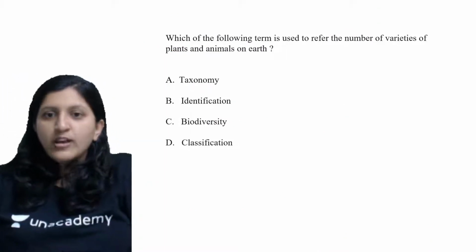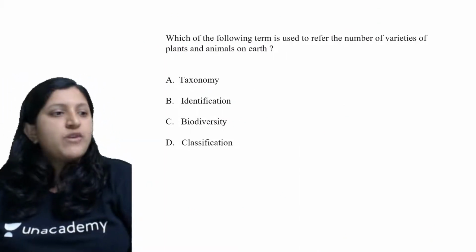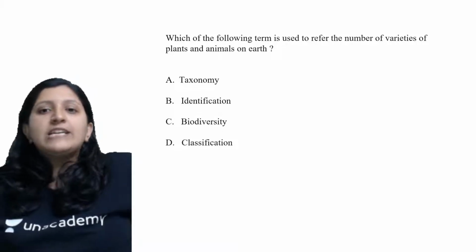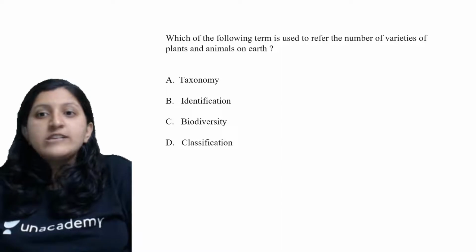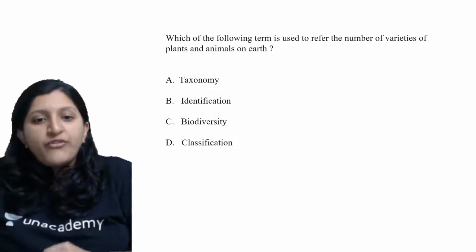Which of the following terms is used to refer to the number of varieties of plants and animals on earth? So there are options. This is the term used to refer to the number of varieties.